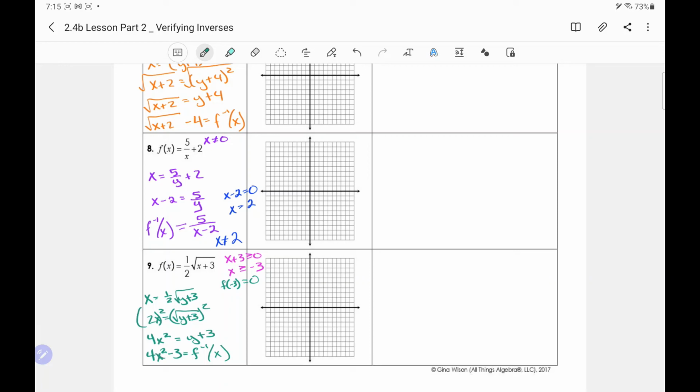Now what you might think here is, yeah, but that means it should be unlimited domain because it's a quadratic. But remember, we're only talking about the portion that's going to go with 1/2 square root of x plus 3. This graph is going to be about half a parabola. When we limit our domain for 4x squared minus 3 to x being greater than or equal to 0, then that's going to also give us half of a parabola, and so it's going to make more sense that it is the inverse of 1/2 square root of x plus 3.